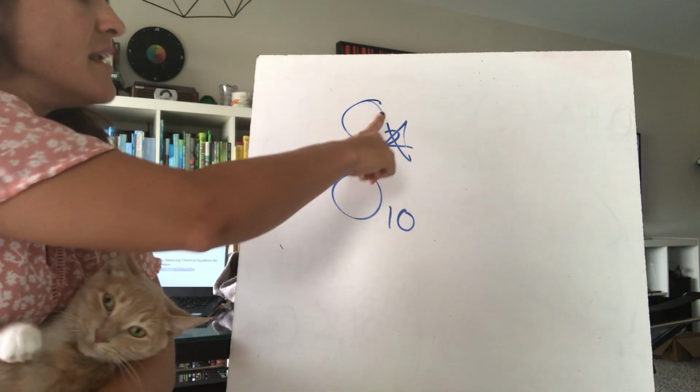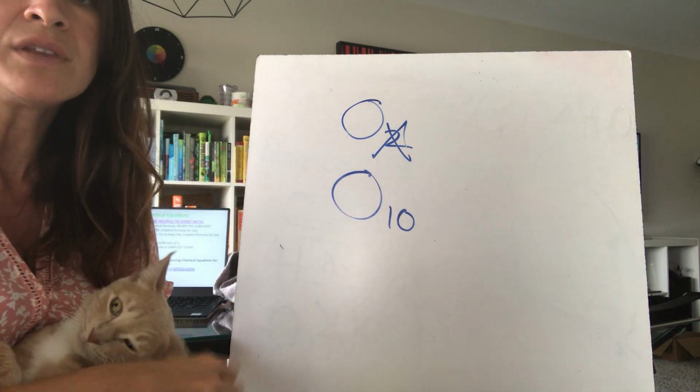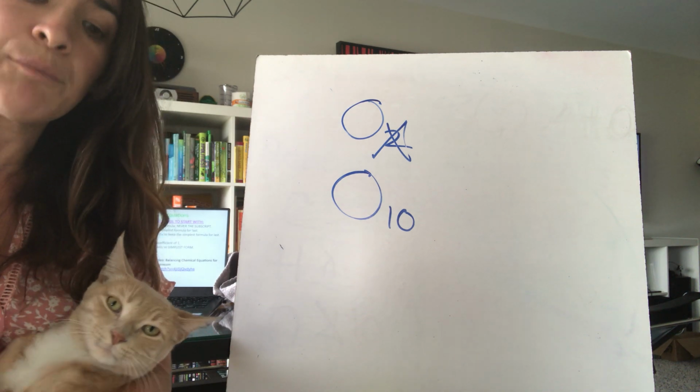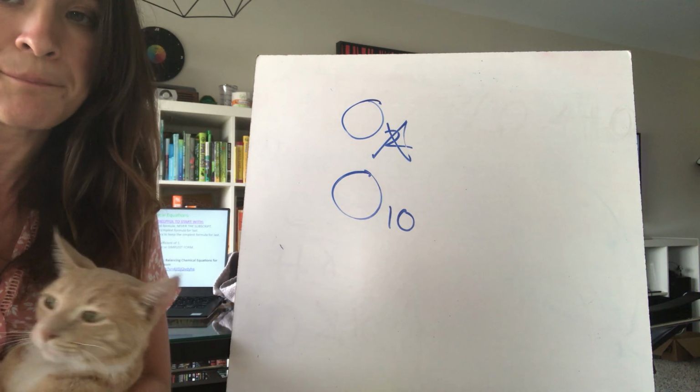Okay, so you are never to touch the subscript. You can only manipulate the substances in a chemical equation by putting a coefficient in front of them.